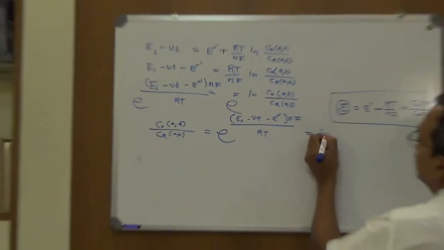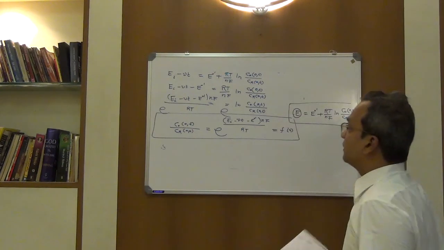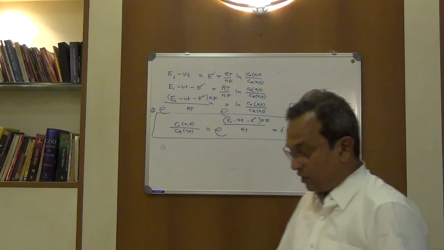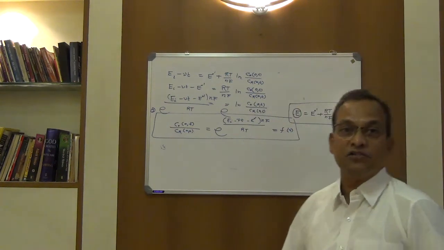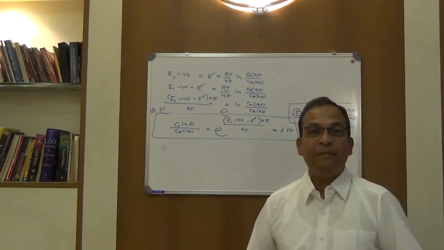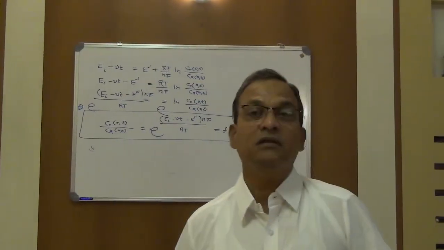This I can call as function T. So this is my third boundary condition. Now what am I going to do? So we have three boundary conditions. One is the semi-infinite boundary condition. Second one is the time dependent potential, and third one basically is imposing that on the Nernst equation.